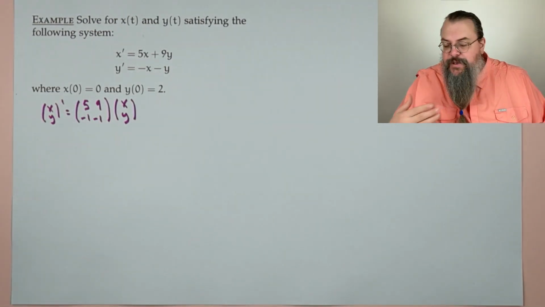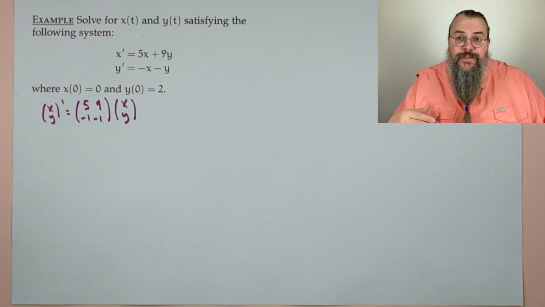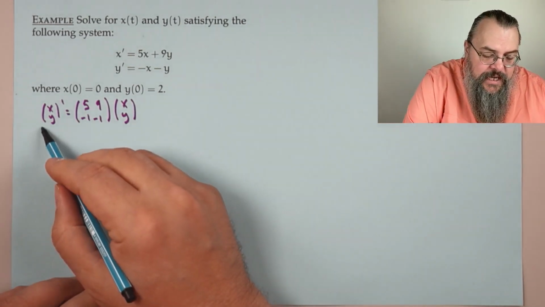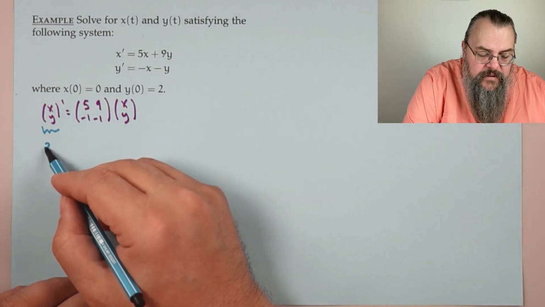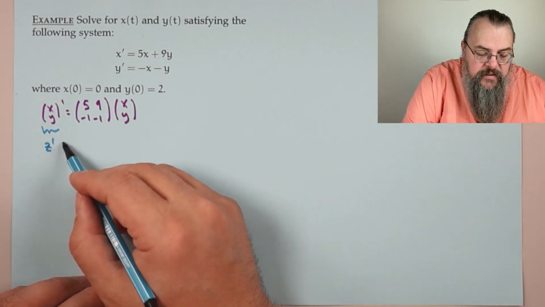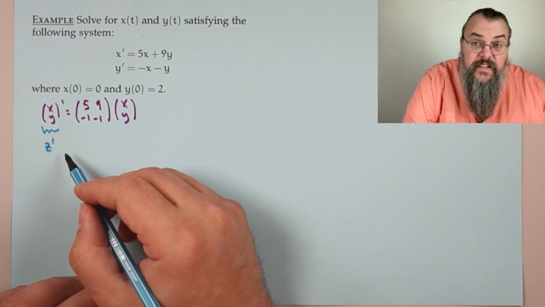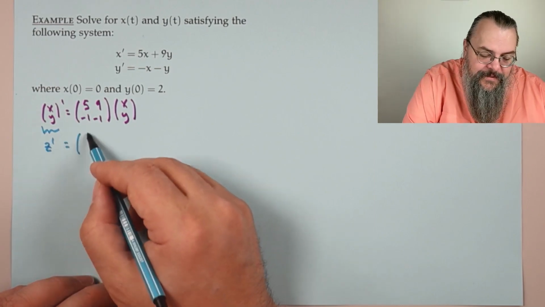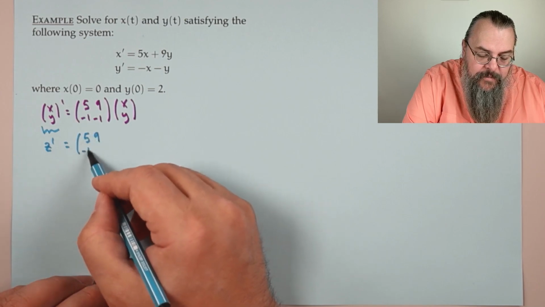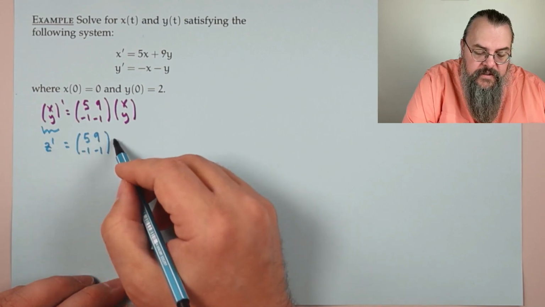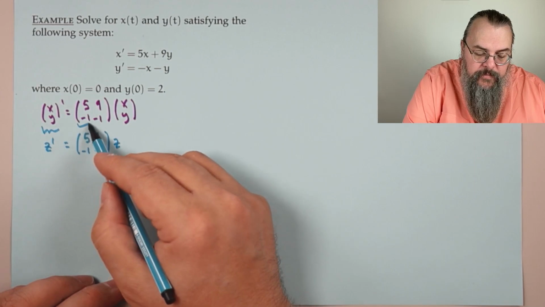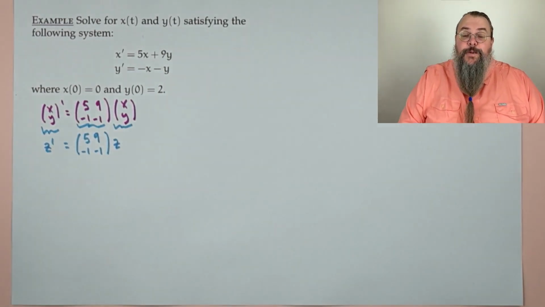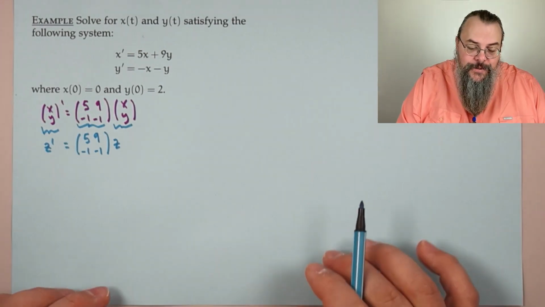And oftentimes we just use x again, but that can be confusing. So let's go ahead and give it a different name. We have lots of letters of the alphabet. We can go ahead and call it z prime. Yes, it is not just prime, it is z prime. All right, so 5, 9, minus 1, z. Okay, well, we're ready to begin.